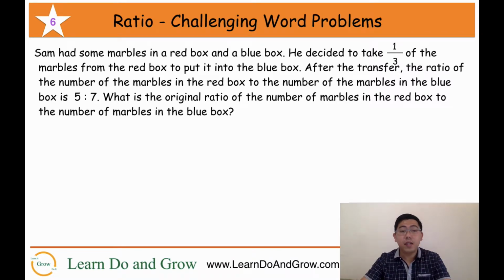Okay, this is the question. Sam had some marbles in a red box and a blue box. He decided to take 1/3 of the marbles from the red box to put into the blue box. After the transfer, the ratio of the number of marbles in the red box to the number of marbles in the blue box is 5 to 7. What is the original ratio of the number of marbles in the red box to the number of marbles in the blue box?